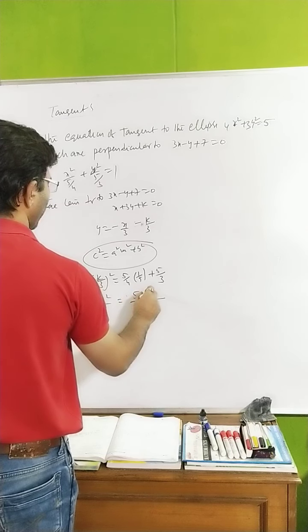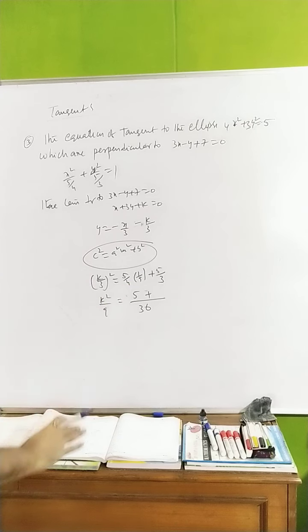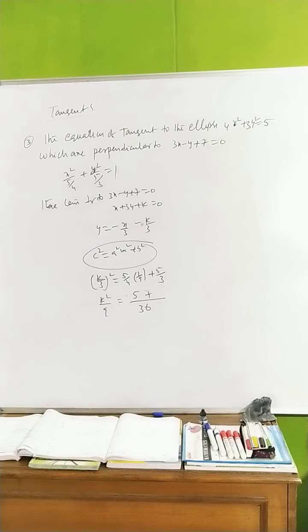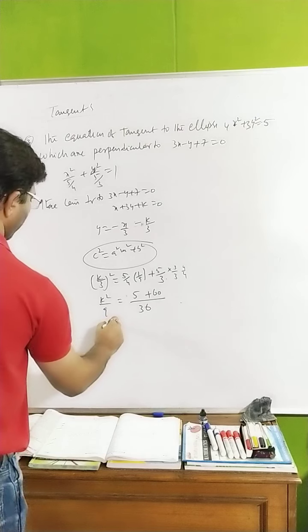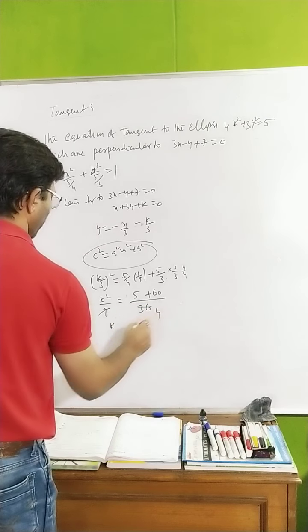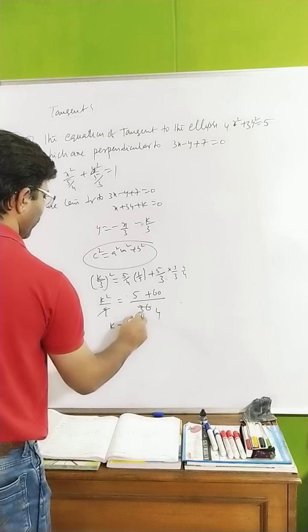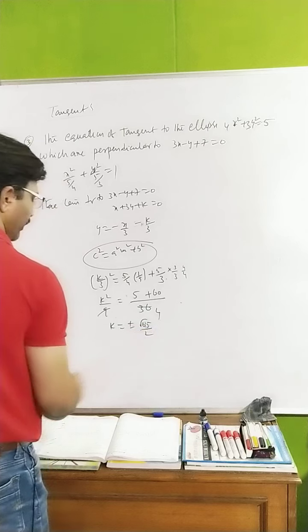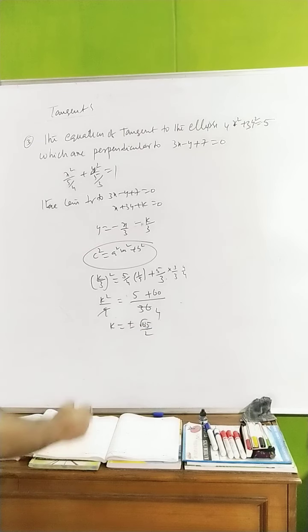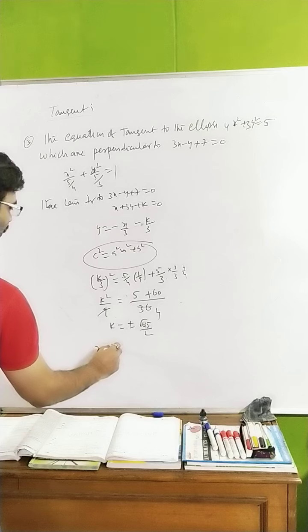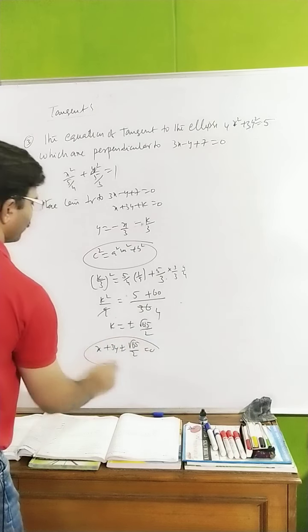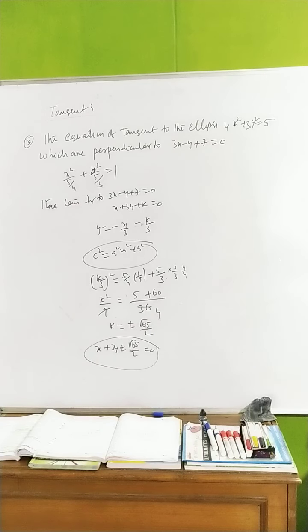36 means 5, in this case I am writing 36 here. So I may get 65 by... you will get here k is equal to plus or minus root 65 by 2. So that I can write x plus 3y plus or minus root 65 by 2 equal to 0. Right, this is one way.